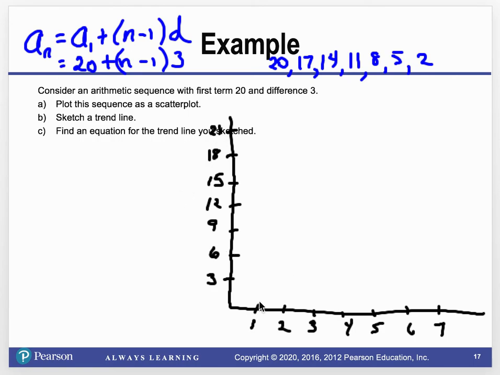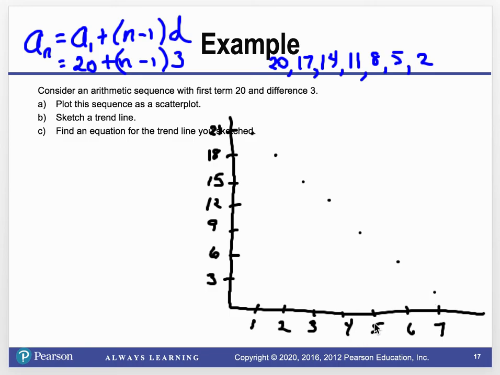Okay, and then I just come over here and plot. When n is 1, we've got 20. When n is 2, we had 17. When n is 3, we had 14. When n is 4, we had 11. When n is 5, I'm kind of getting off with my graph, but you get the idea, 8. When n is 6, it should be a 5. And when n is 7, we should have a 2.